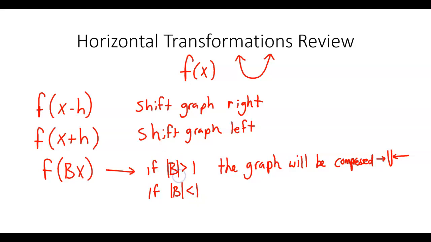Now, if the absolute value of your b value is less than 1, both of these are absolute value, we don't really pay attention to the sign. So if the absolute value of it is less than 1, in other words, it's some kind of a fraction like 1/2 or 1/3, then the graph will be stretched. So it'll look wider. It gets stretched horizontally. Those are the kinds of transformations that we're going to look at today.